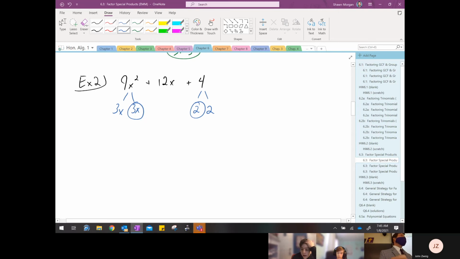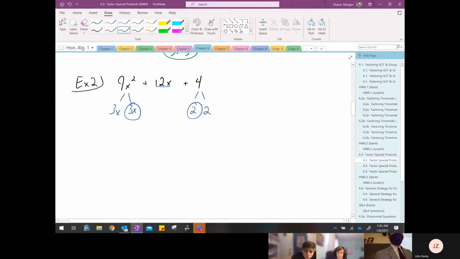No, not plus. Multiply these two together, and you get what? 6x. And then double it, and is that what's in the middle? It is what's in the middle right there, 12x. So this is a perfect square trinomial, and so we'll just run the whole row there. Joey, how does it factor out?